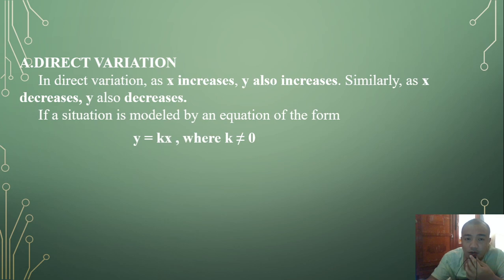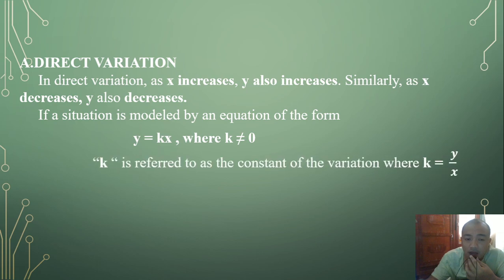So if a situation is modeled by an equation of the form y equals kx, where k is not equal to 0, and k is referred to as the constant of the variation, where k is equal to y over x, right? So therefore, y equals kx is what we call the equation of a direct variation, and k is the constant of variation. And if we are asked to solve for k, we can use this formula: k is equal to y over x. Just divide y by x to get the value of k, or the constant of variation, in a direct variation.